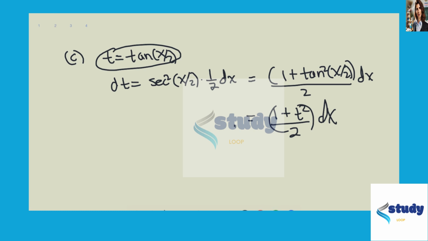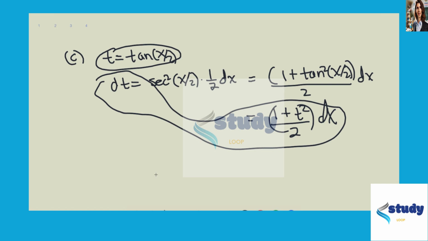And then just go ahead and take this equation here and solve for dx. And we have 2 over 1 plus t squared dt, and that verifies the formula for dx, and that's our answer.